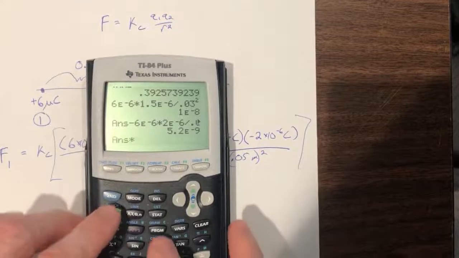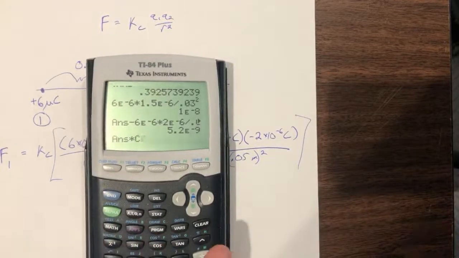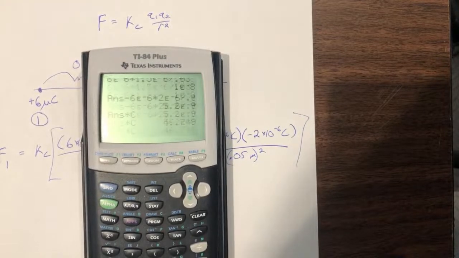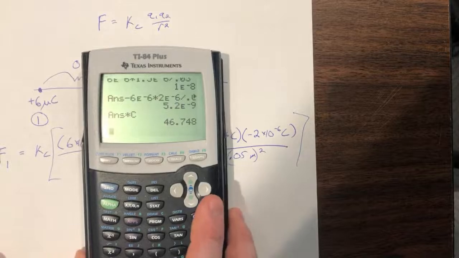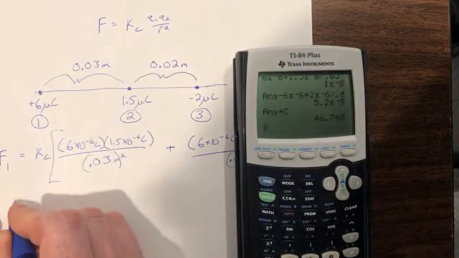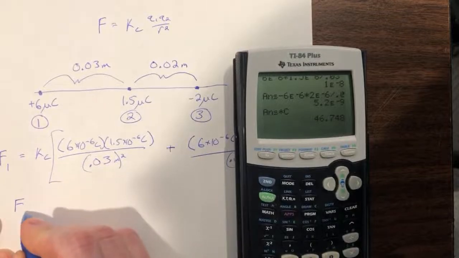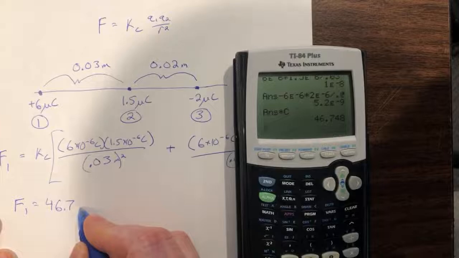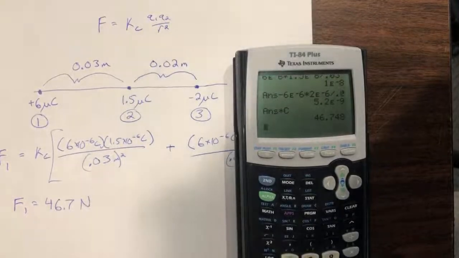We need to multiply by our constant, Coulomb's constant of 8.99 times 10 to the 9th. And this is what we get out, 46.7 newtons. Now let's pause and think for a second.